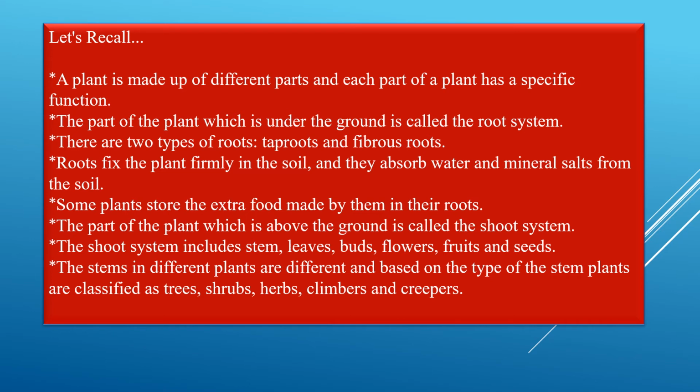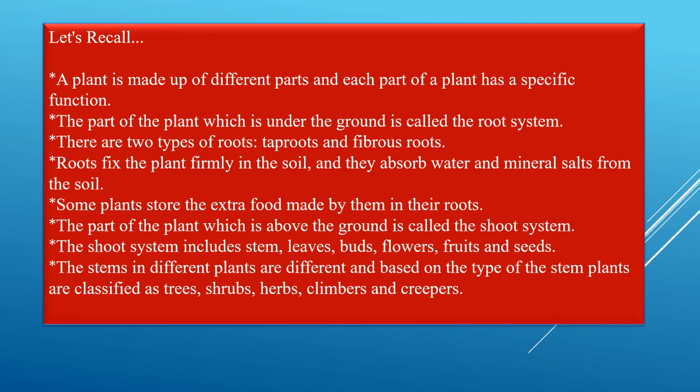A plant is made up of different parts and each part of a plant has a specific function. So we came to know that a plant has different parts. What are they? Leaves, stems, branches, then roots. They have different works. A stem has to carry minerals and water to different parts of the body, and also food to different parts of its body. Then the roots have to absorb water from the soil.